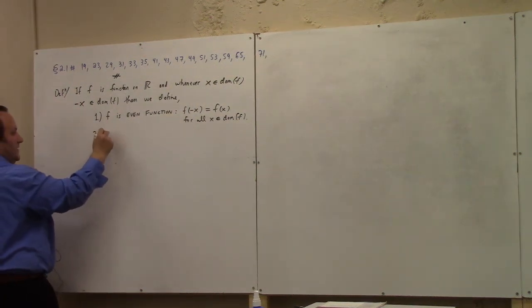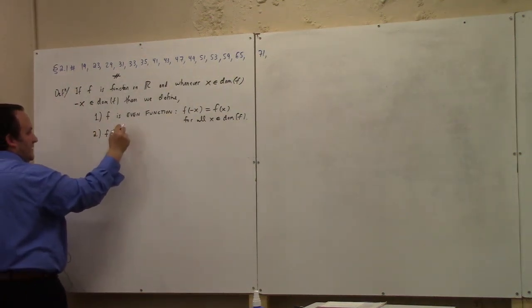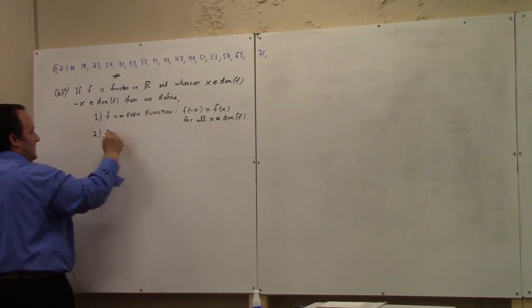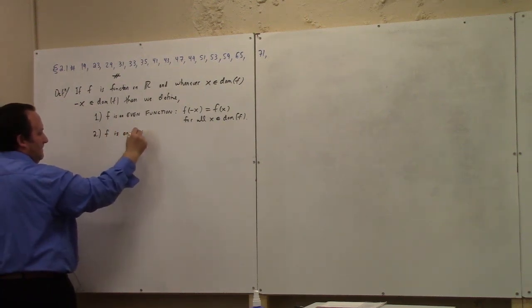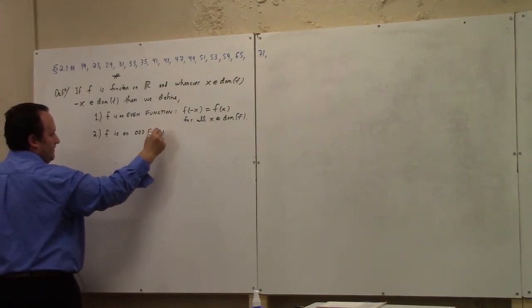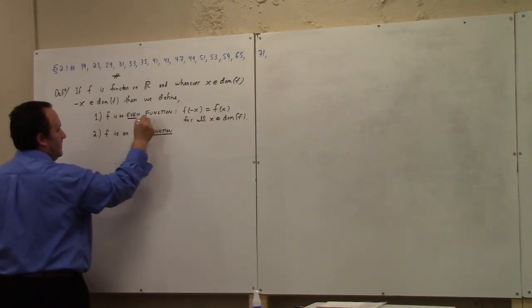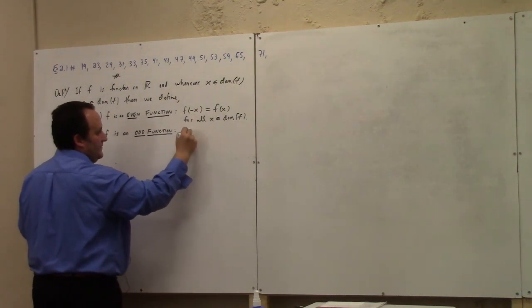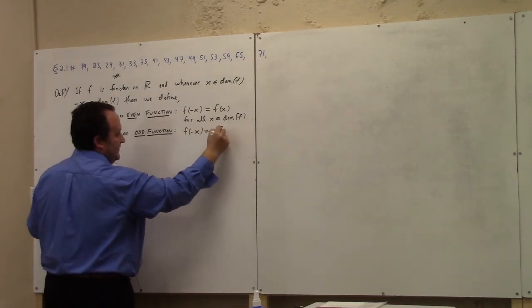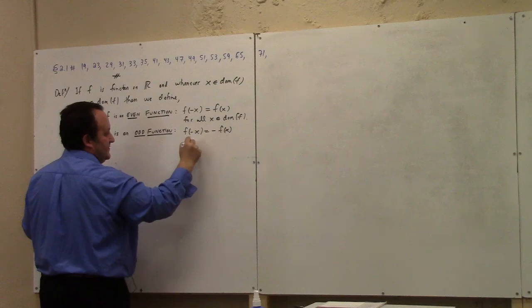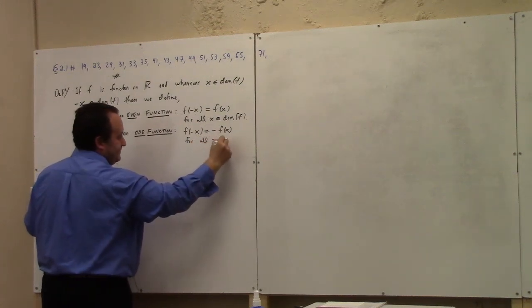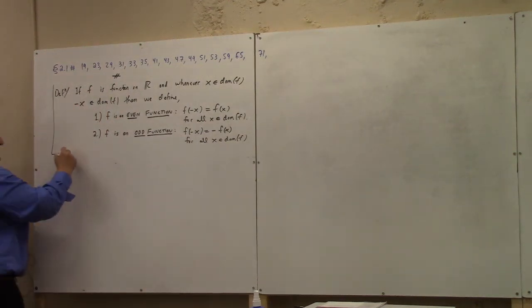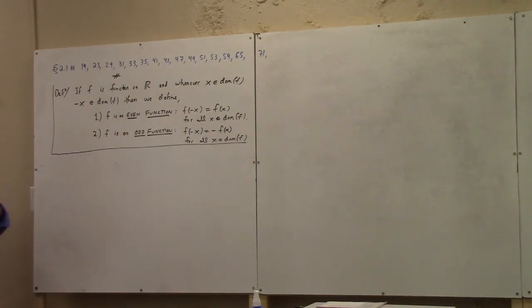Two, f is an odd function. How do we define that? f of minus x is equal to minus f of x, again for all x in the domain. So this is the definition of even and odd functions, all right?